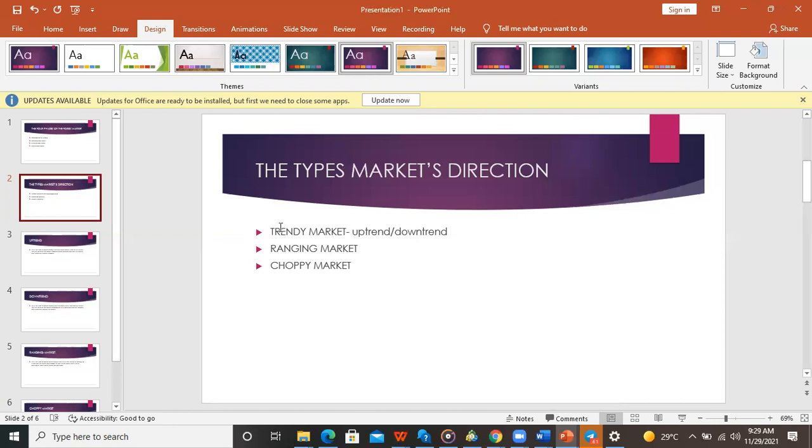If you don't see a choppy market, you see a ranging market, or you see a trending market. And when you see a trending market, it's either trending upwards or it's trending what? Downwards. Remember, I said for you to be able to have an informed decision, you need to be able to identify the type of market that you are coming to trade. You need to identify the market's direction. Now let's take them one after the other.